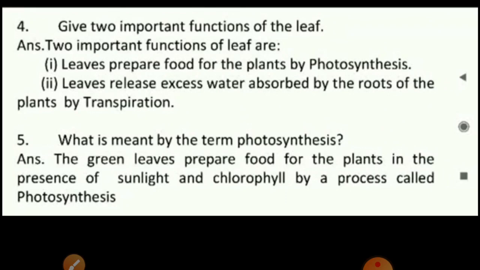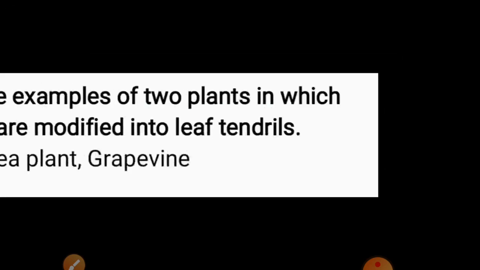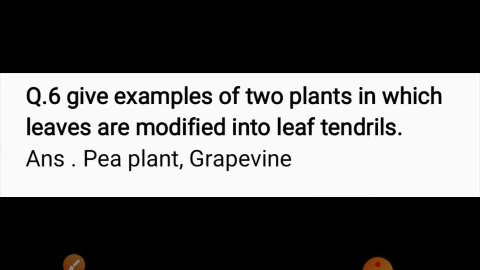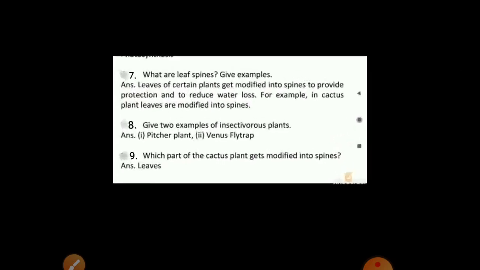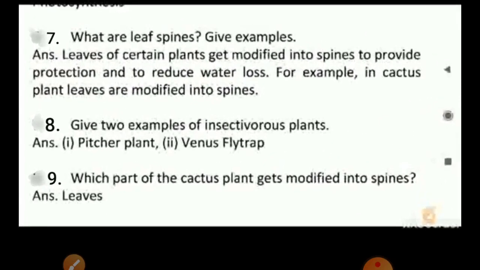Now fifth question, what is meant by the term photosynthesis? So the green leaves prepare food for the plants in the presence of sunlight and chlorophyll by a process called photosynthesis. Now sixth question, give example of two plants in which leaves are modified into leaf tendrils. Pea plant and grapevine.